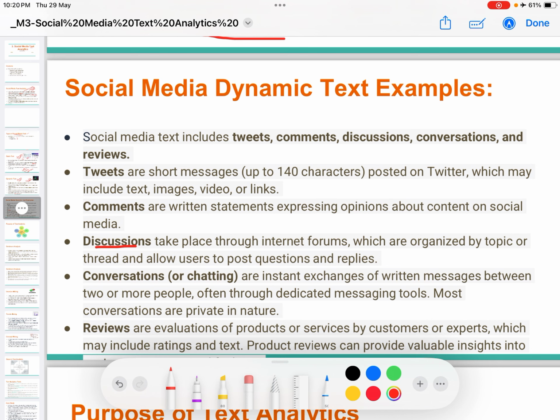Conversations or chatting are instant exchanges of written messages between two or more people, often through dedicated messaging tools. Most conversations are private in nature. That means the conversations are encrypted. For example, a messaging tool is WhatsApp. So in WhatsApp we see that the conversations are end-to-end encrypted. That means they are private in nature.